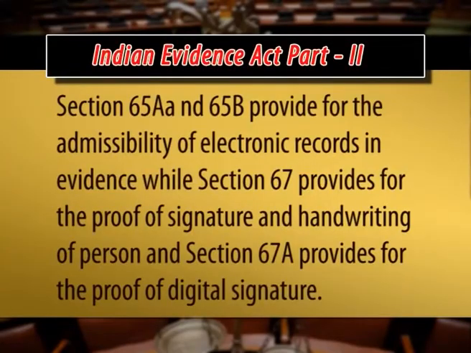Secondly, when the original document is lost or destroyed. Thirdly, when the original is of such a nature as not to be easily movable. Fourthly, when the original is a public document, then under Section 74, etc. Then secondary evidence of the contents of the document is admissible unless some legal excuse is sought for the non-production of primary evidence. Sections 65A and 65B provide for the admissibility of electronic records in evidence, while Section 67 provides for the proof of signature and handwriting of a person, and Section 67A provides for the proof of digital signature.